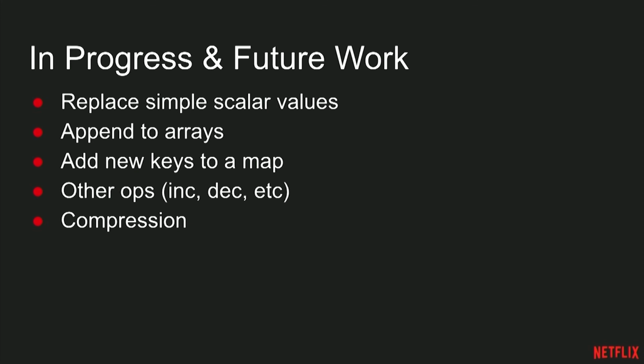I also want to be able in the future to append to arrays and add new keys to a map. These are going to necessitate changes to the format that you just saw. So now that we've got all this worked out, we're going to have to go mess with it again. And there are other operations that you could do, like increment or decrement or what have you. And maybe we could figure out a way to do compression, but the way it's set up, it jumps around a lot. So it may be hard. I don't know. I'll find out.